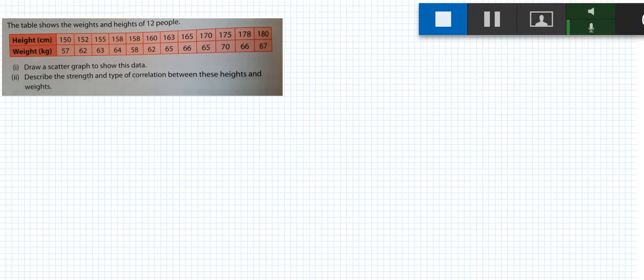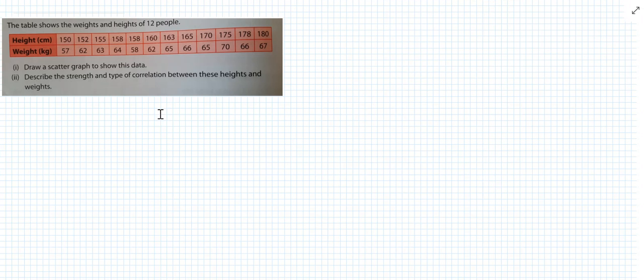Okay, good morning. So we'll have a look at this question. What you could be asked to do as well is you could be given data like this and you could be asked to draw a scatter diagram.